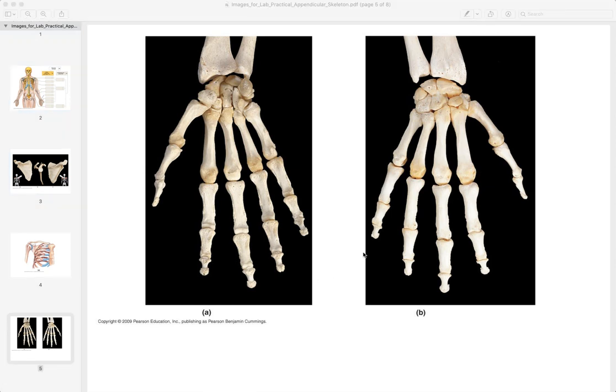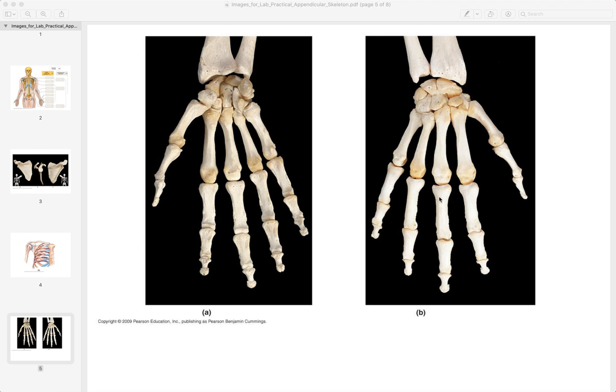Okay, and now the metacarpus, which is the palm, is made up of 5 small bones, and they're called metacarpals. They're numbered 1 through 5 from the thumb to the little finger. So we have 1, 2, 3, 4, 5, and the phalanges, which are the fingers, are also numbered 1 through 5, just like the metacarpals.